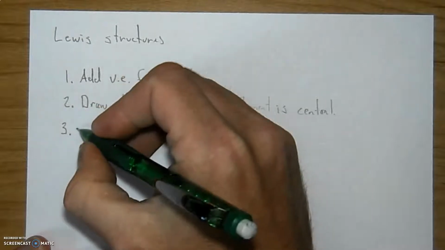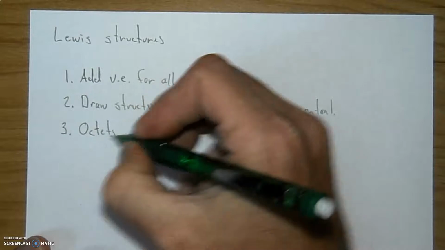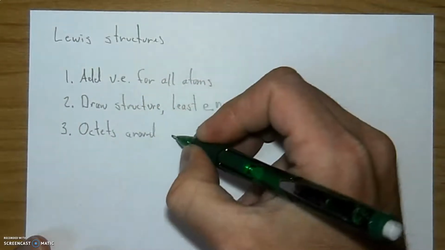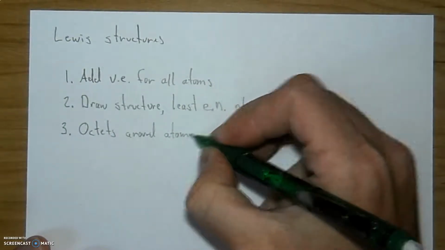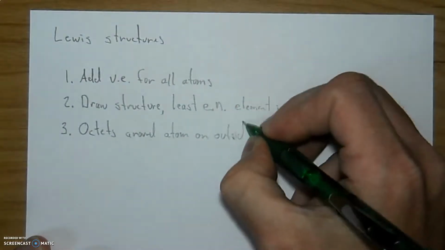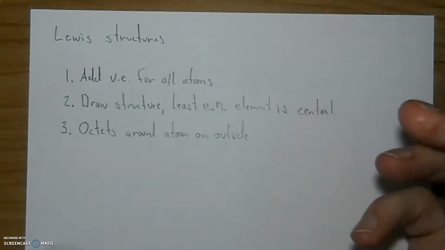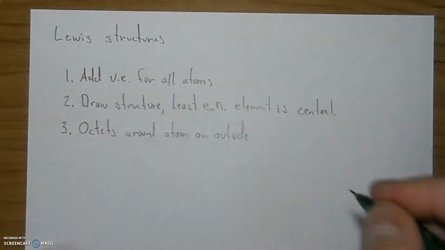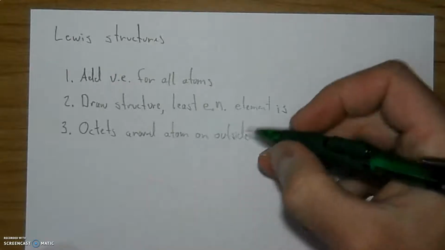Step 3, you will draw octets, 8 electrons, around all the atoms on the outside. Now don't forget that the line that connects that atom to some other element is a pair of electrons too. So 6 other electrons, dots, and the line that connects it to something else.